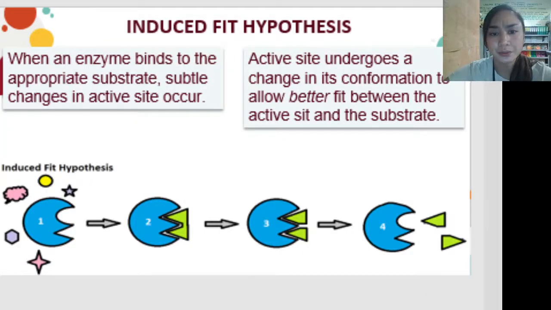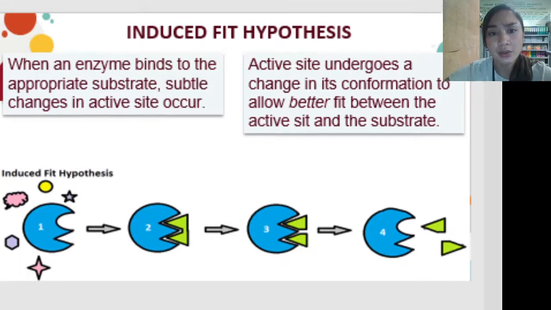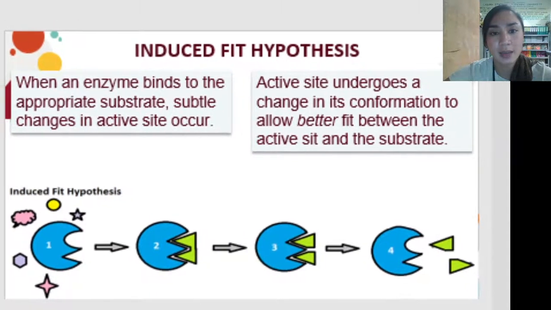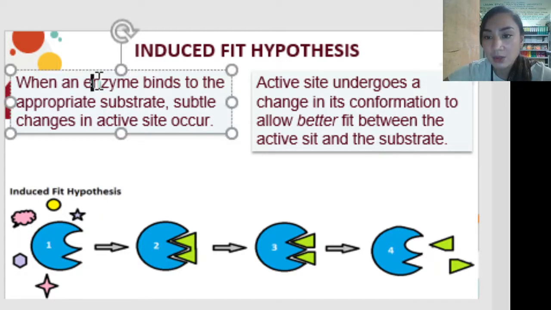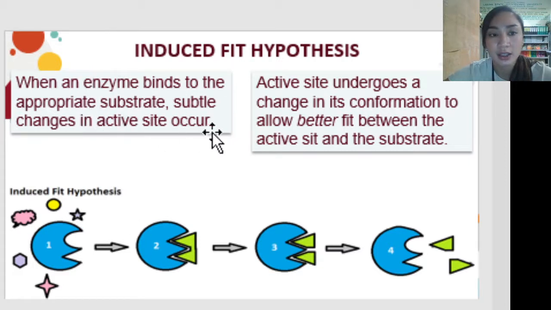Okay, so we have this term called Induced Fit Hypothesis. This time it's when the active site undergoes a change. So nagbabago daw yung active site in its conformation, yung shape niya, to allow better fit between the active site and the substrate. And when an enzyme binds to the appropriate substrate, subtle changes in the active site occur.